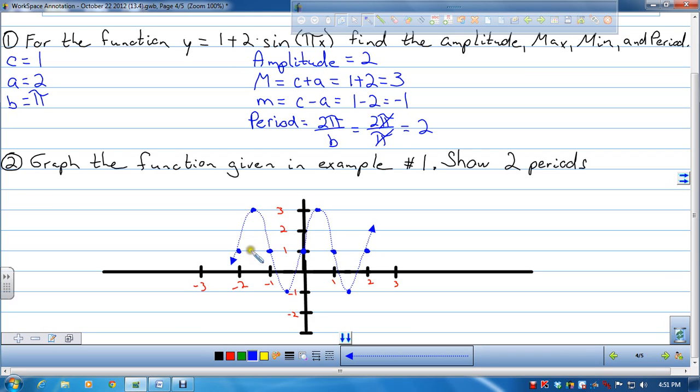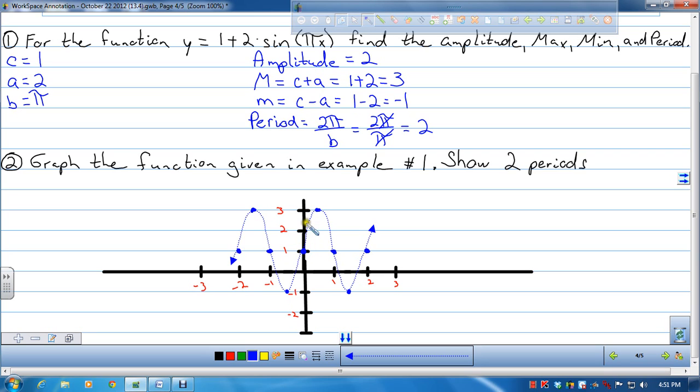Now, the key things to look for, you always want to check your work. Remember, this 1 is real easy. It shifts everything up 1. Well, you can tell pretty easily, right? I shifted the middle of this graph up by 1. That looks great. The amplitude is 2, and the amplitude tells me how far I go up from the middle and down from the middle.